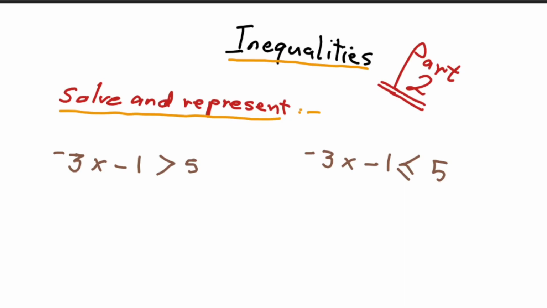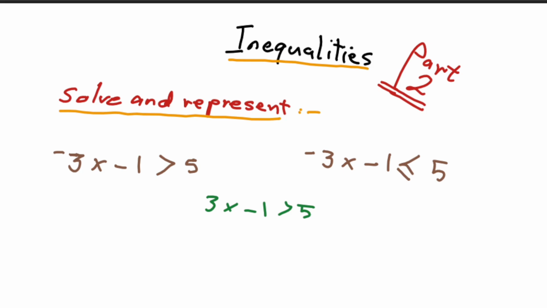In the previous video, we solved such an inequality: 3x minus 1 is more than 5. So what's the difference here? There is no negative sign here. Now we have a negative sign. So let me quickly remind you how we solved that, and then we'll do the minus.